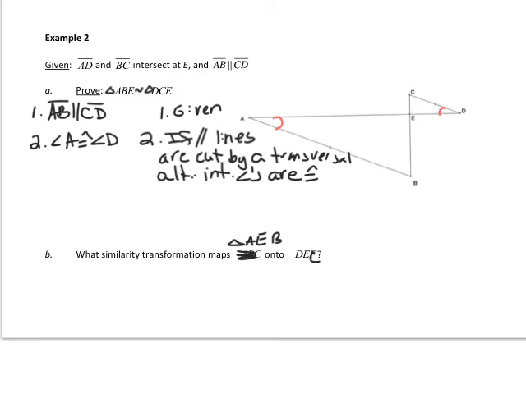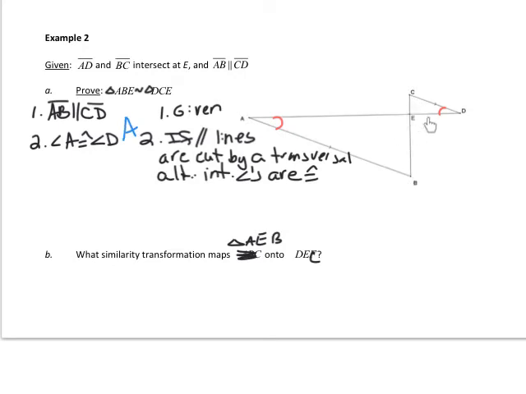So we have one pair of angles. Now we need the other pair. And we could have done the same thing. We could have written in one step, actually, that angle B and angle C are also congruent. But I'm going to put in the other reason just so you have it.